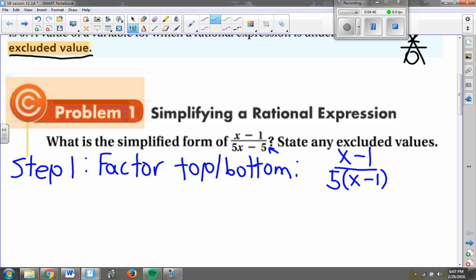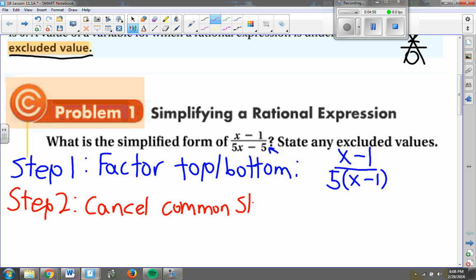And then step 2, when we're solving these things, is to cancel common factors in the top and the bottom. I'll just say cancel common stuff. So what that means is on the top of this rational expression, I see x minus 1. I also see x minus 1 in the bottom of the fraction, so I'm going to cancel it in the top, cancel it in the bottom. Okay? What I am left with on the bottom is just a 5.